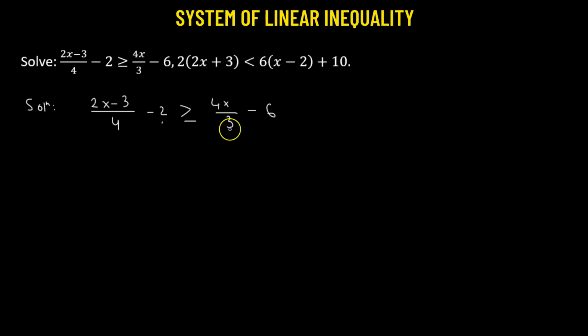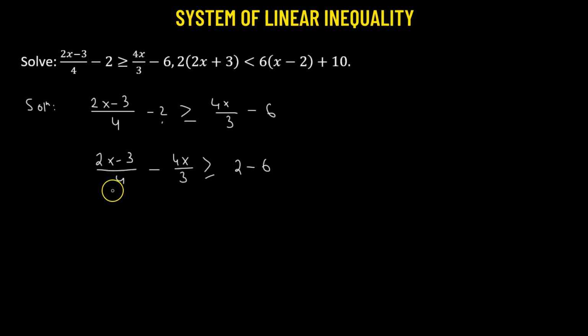and 4x over 3 from the right hand side to the left hand side to get (2x minus 3) divided by 4 minus 4x divided by 3. So this is going to be greater than or equal to positive 2 minus 6. Now to combine the two terms on the left hand side, the denominator must be the same. We know that the least common multiple of 4 and 3 is 12. So we'll try to make the denominator of both terms equal to 12.